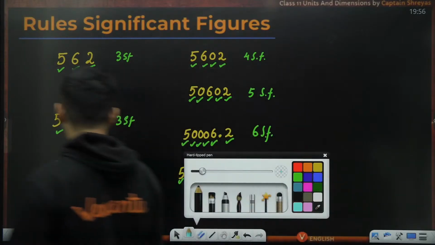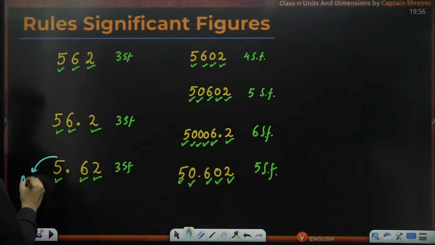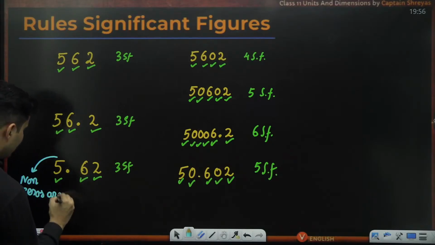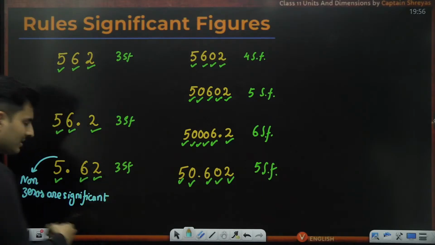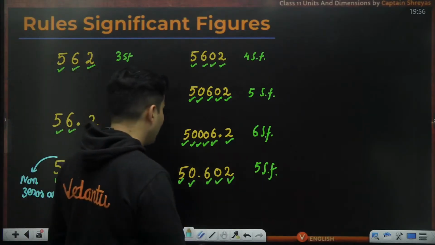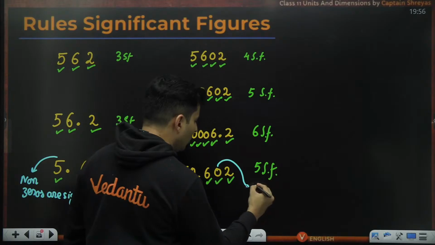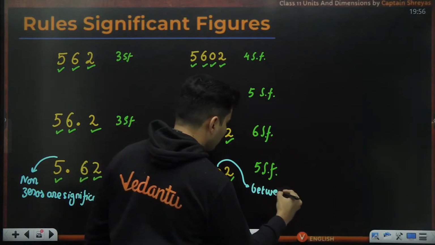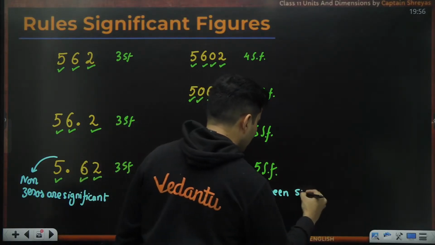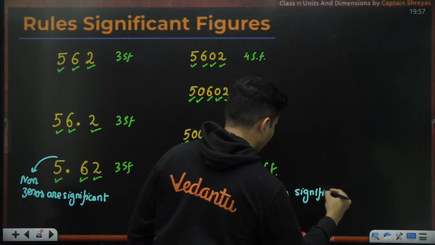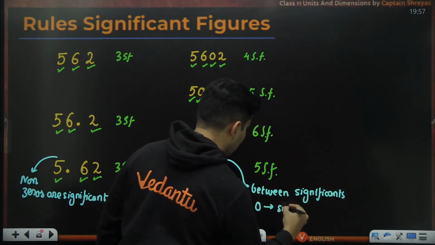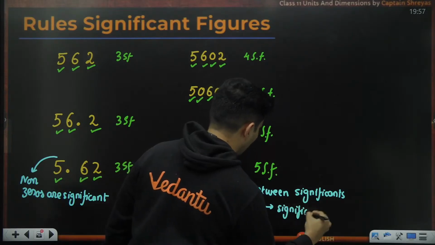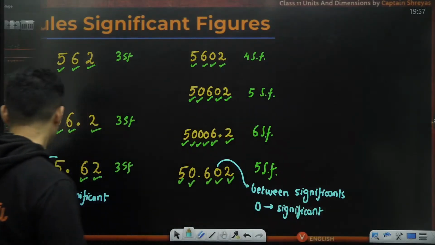So one by one, if I mention the rules over here, these are all non-zero digits. Non-zeros are basically significant. If you express it visually, then it becomes clear. Over here, this is between the significants, so the 0 automatically becomes significant. You have to count such a 0.